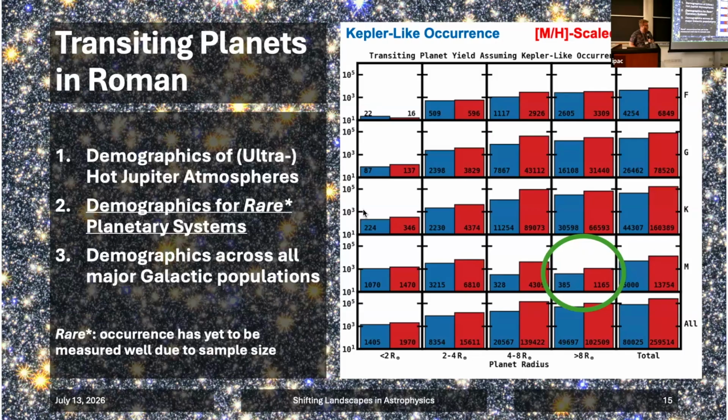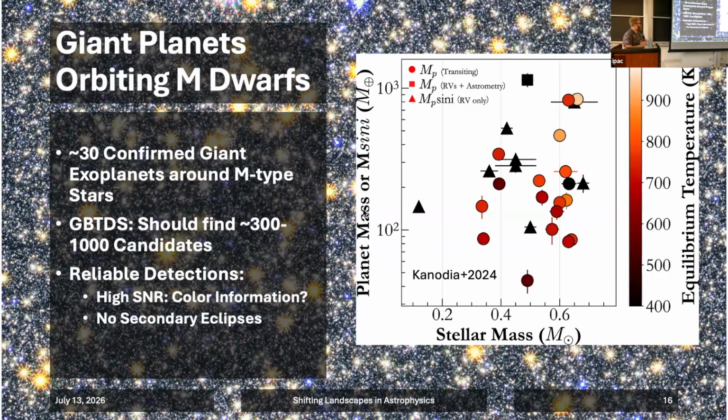So, other rare planetary systems: M-dwarfs with giant planets. We're predicting sort of order several hundred, up to 1,000. There's currently about 30 that are known. And this is a particularly interesting group of planets because, one, they shouldn't really exist based on how efficient formation has to be for them to be created.